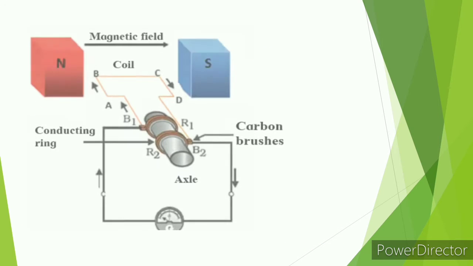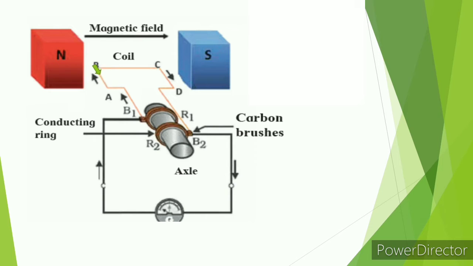Now the construction. Coil ABCD is kept between two pole pieces of a magnet. Two ends of the coil are connected to the two rings R1 and R2 through carbon brushes B1 and B2. Both the rings are fixed to the axle and there is a resistive coating in between the ring and the axle. The axle is rotated with the help of a machine from outside.